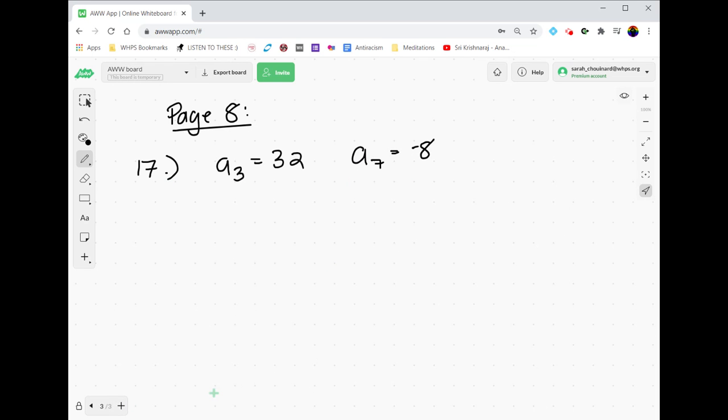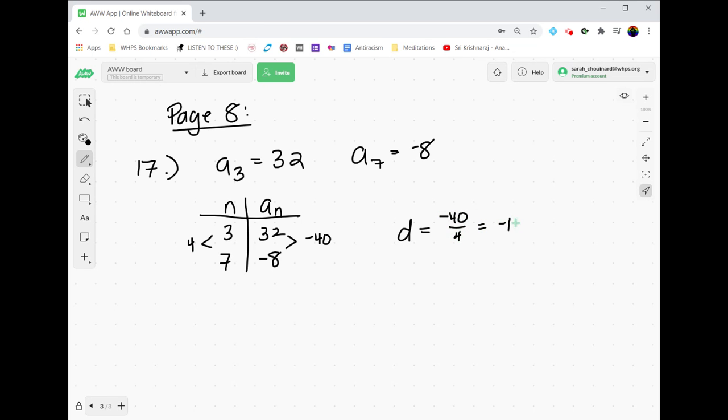Let's do one more like that. On page 8, they want me to find d and a sub 1 again. So again, I'm going to make a table. This first value tells me n is 3 and a sub n is 32. And this value tells me that n is 7 and a sub n is negative 8. To find d, I'm going to find the rate of change. A sub n went down by 40, n went up by 4, so d is negative 40 divided by 4, which is negative 10.